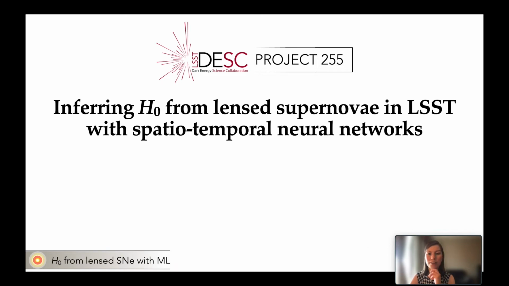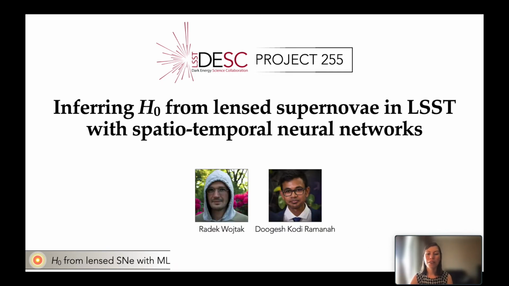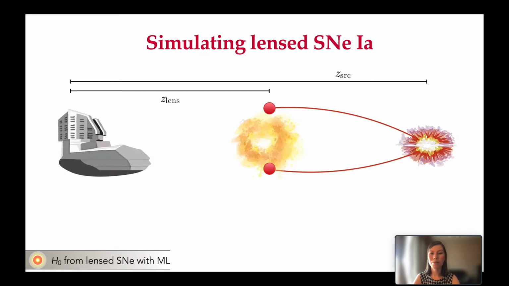And this project, I'm working on it with multiple people. I'd just like to highlight here Radek Wojtek and Doogesh Kodi Ramanah from the University of Copenhagen, with whom I started it. So I will just unpack this title in two different parts, first focusing on the lens supernova part.